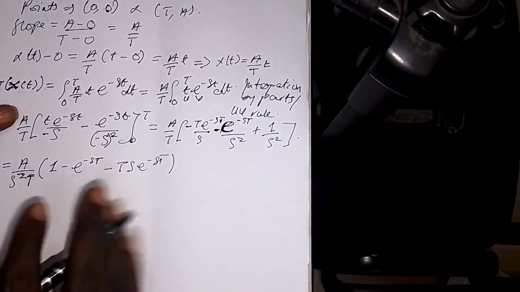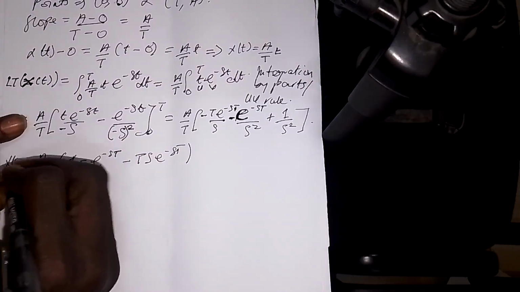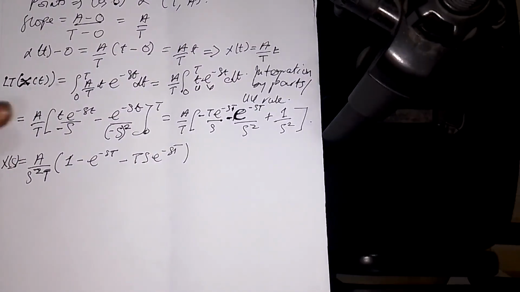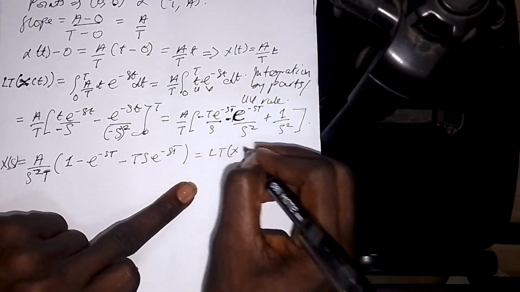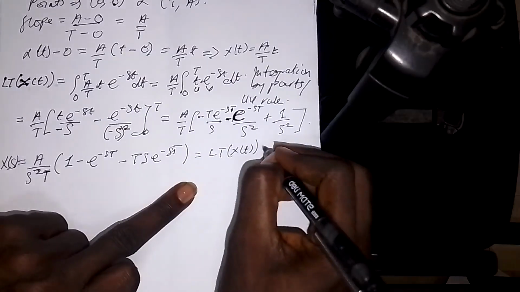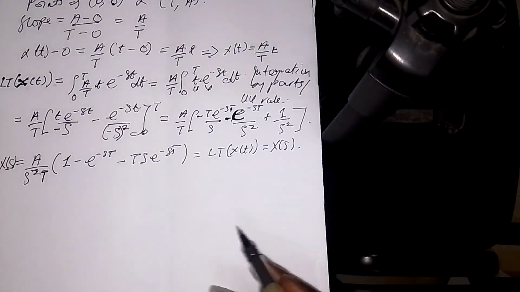So basically this is what I'm going to have. This is the full Laplace transform. So this is the Laplace transform of x of t. If you don't want that, you can say x of s. So that ends that question.